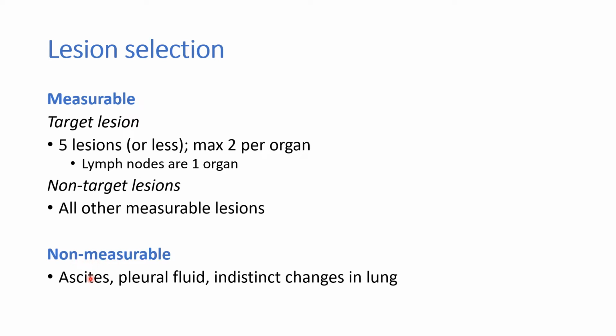Non-measurable such as ascites, pleural fluid, indistinct changes in the lung, and then you have measurable lesions which can either be target lesions or non-target lesions. Target lesions, again, only 5 in total, maximum 2 per organ. Lymph nodes are considered as one organ. And then all the other measurable lesions, which you haven't selected as a target lesion, are non-target lesions.